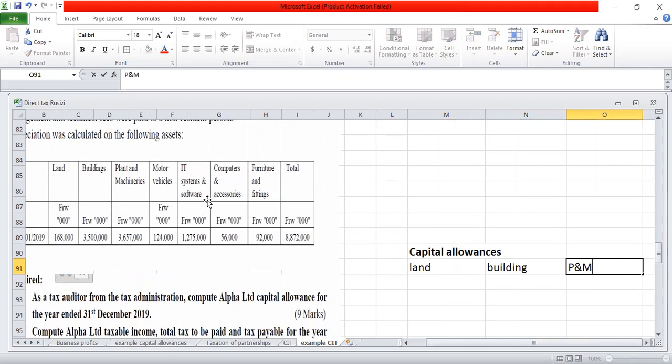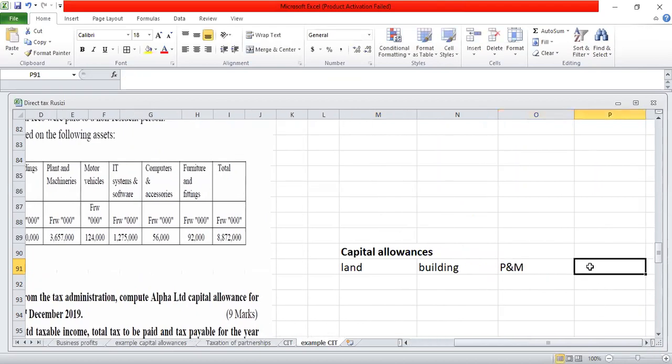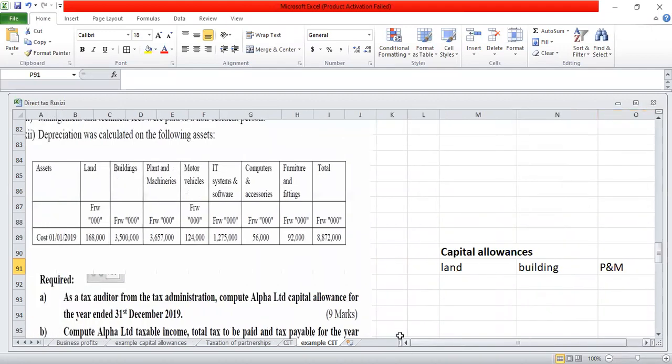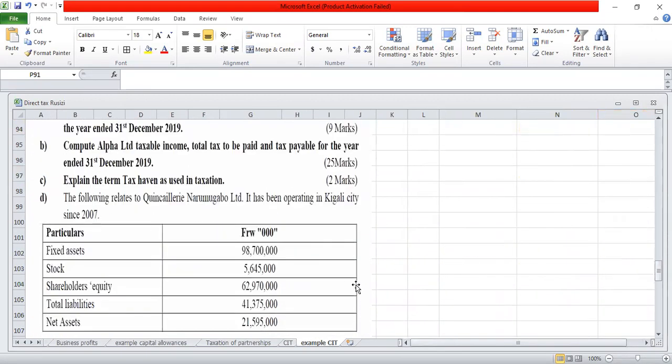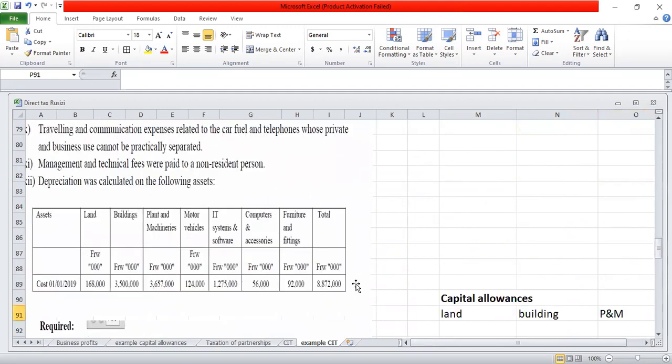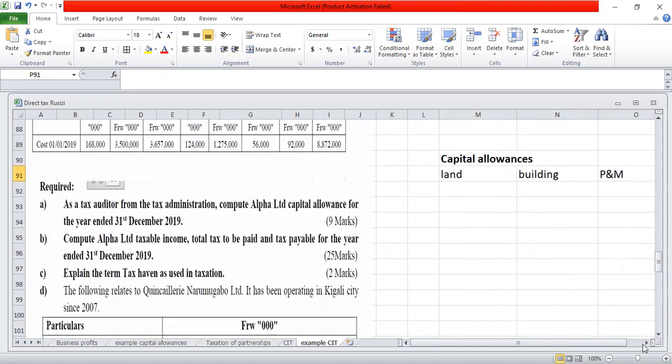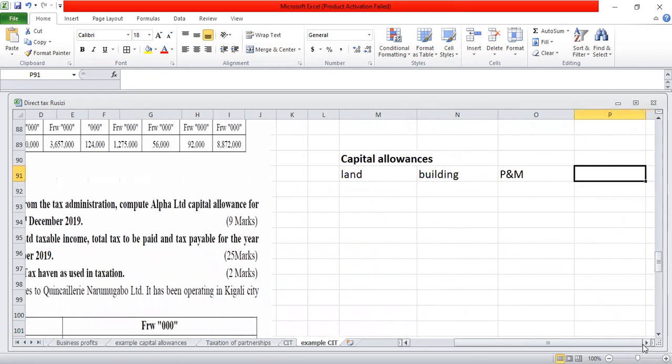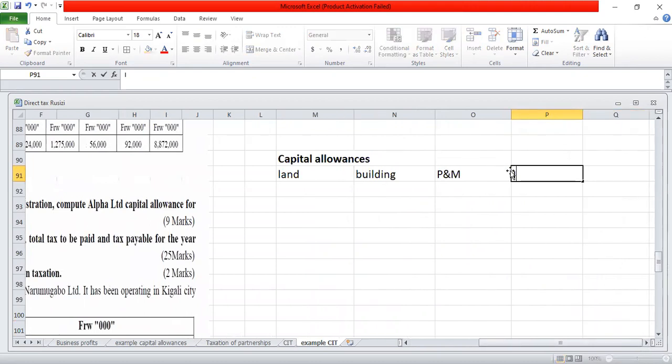I don't know whether these IT systems are above 10 years. That's where the challenge is. IT systems, they didn't provide whether they are above 9 years, 10 years. The question did not provide that. I'm going to put them into computer and accessories because the question is silent on it. So you can separate them and assume they are 10 years, or since they are separated, we can assume they are maybe 10 years. IT systems.